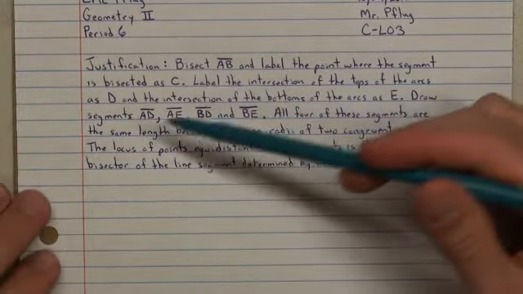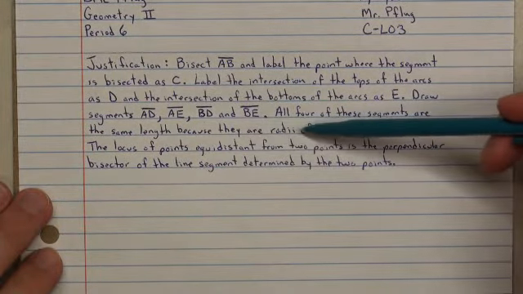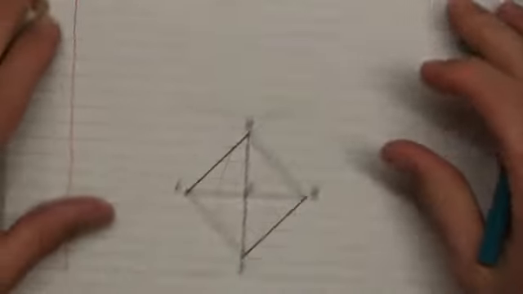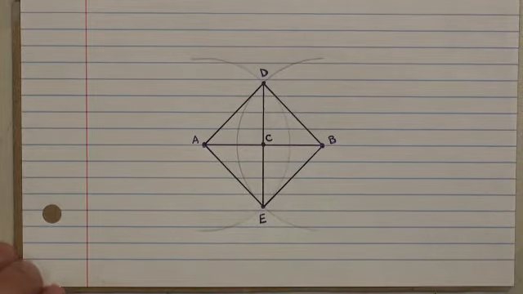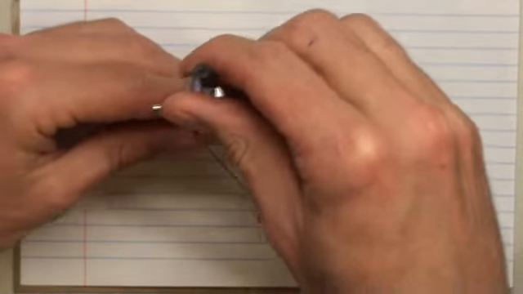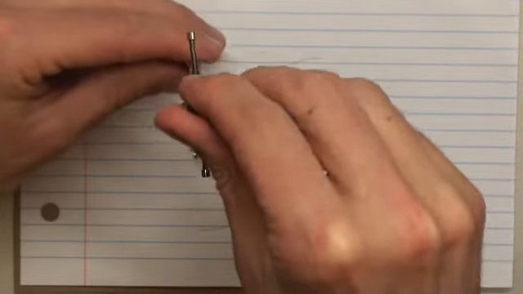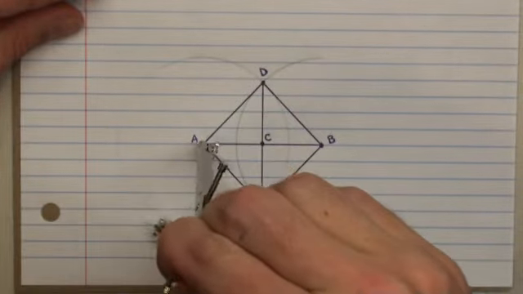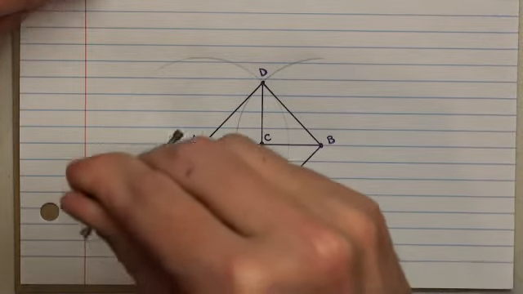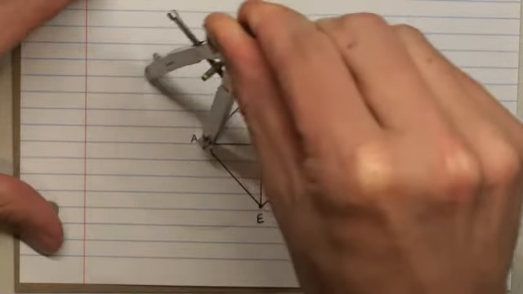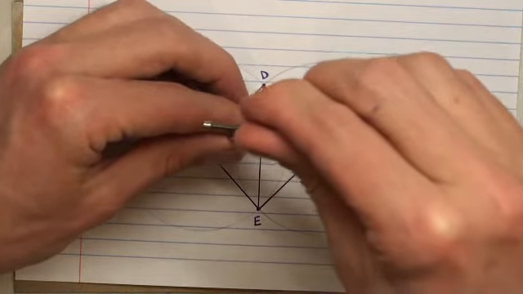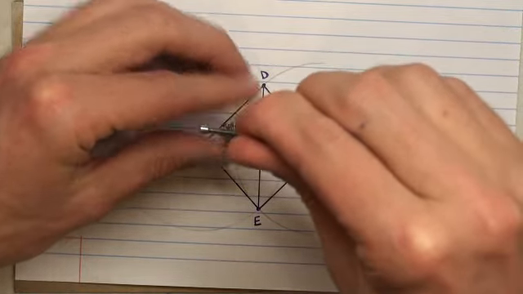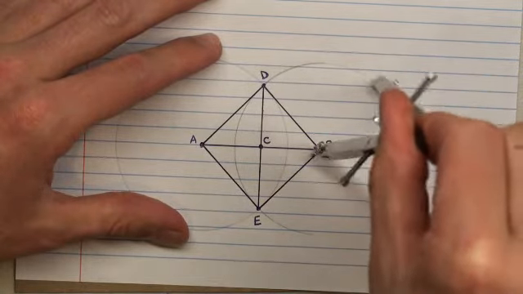All 4 of these segments are the same length because they are radii of 2 congruent circles. Alright? So this arc, if we were to continue that arc instead of stopping right at above and below, what you would see is we would have a circle here. We would have a circle here. And also, if I continued the arc on B, I would have a circle here as well.